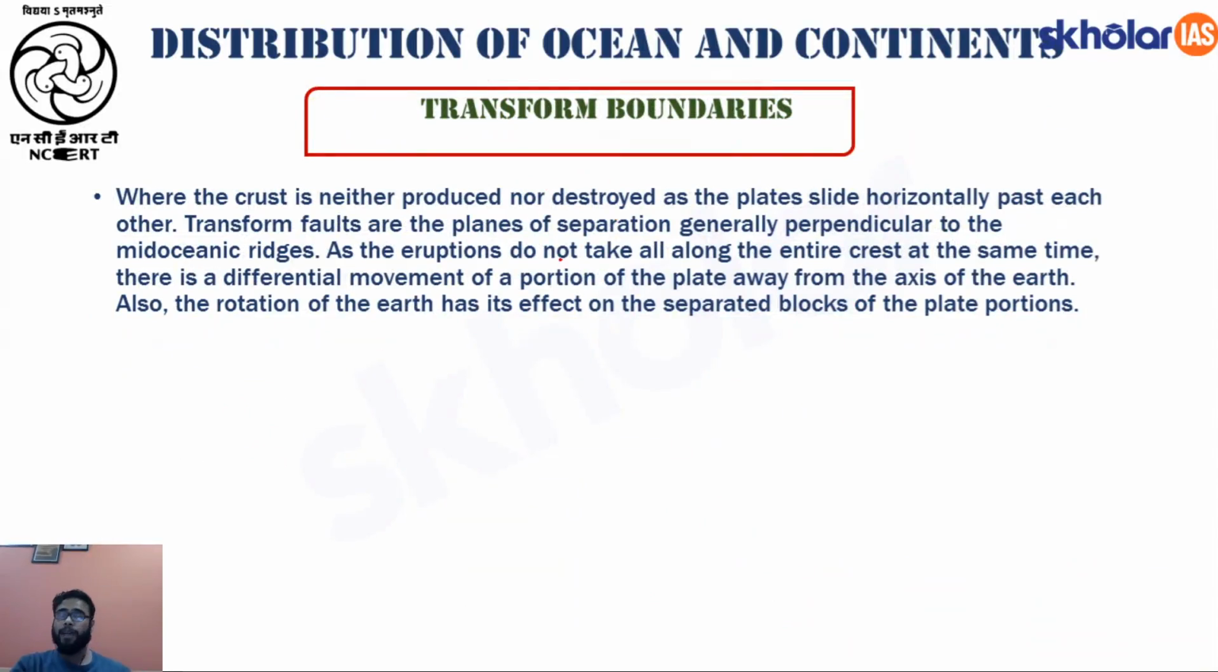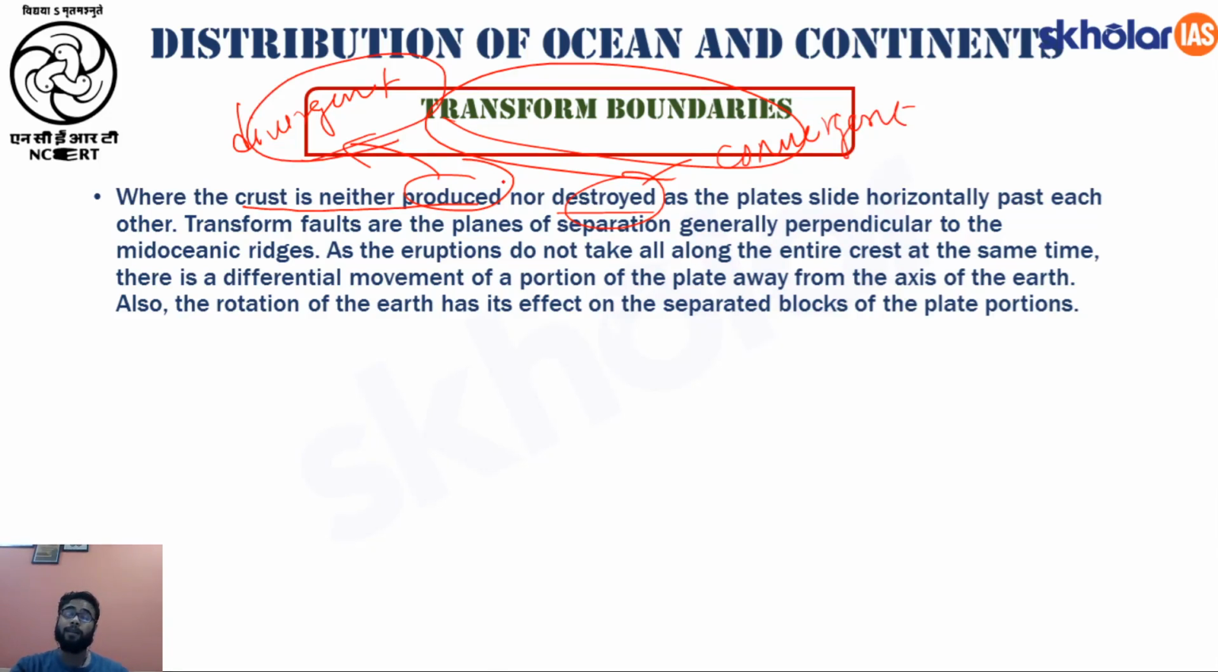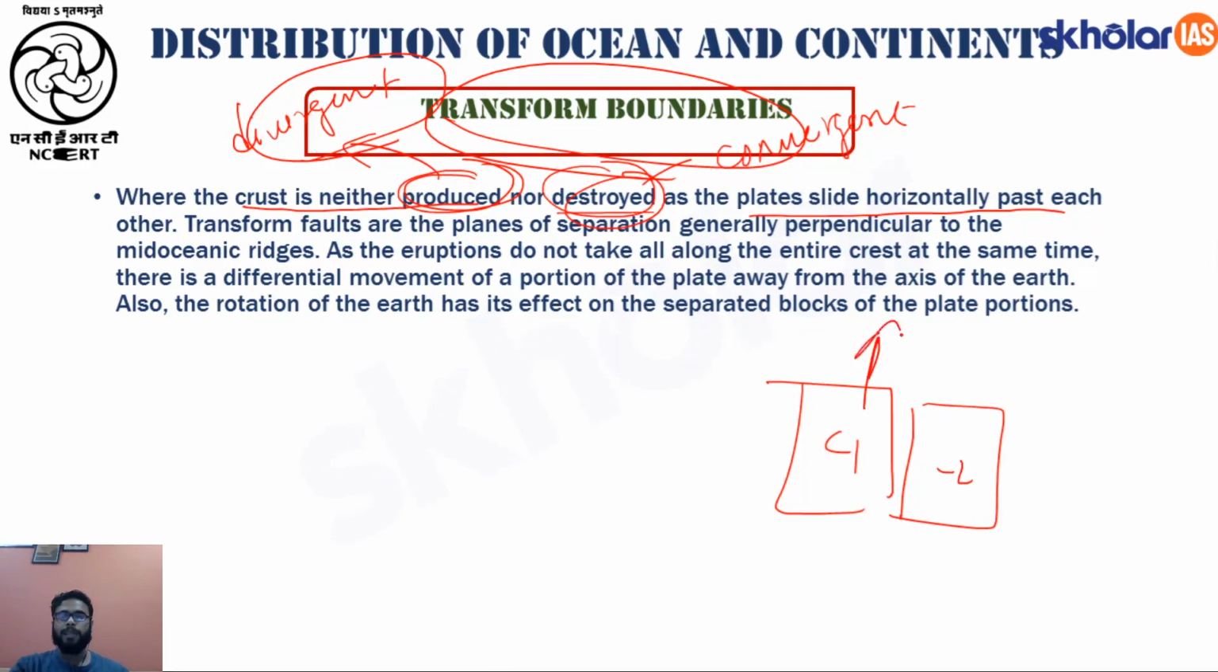Then the last type of interaction that we have is called the transform boundary interaction, where the crust is neither produced nor destroyed. It is produced in case of a divergent boundary, it is destroyed in case of a convergent boundary, right? But in case of a transform boundary, there is neither production nor destruction. Fine, because here the plates will slide horizontally past each other. If this is a lithospheric plate L1 and this is a lithospheric plate L2, they will slide past each other. They will neither move towards each other nor away from each other. They will slide past each other.